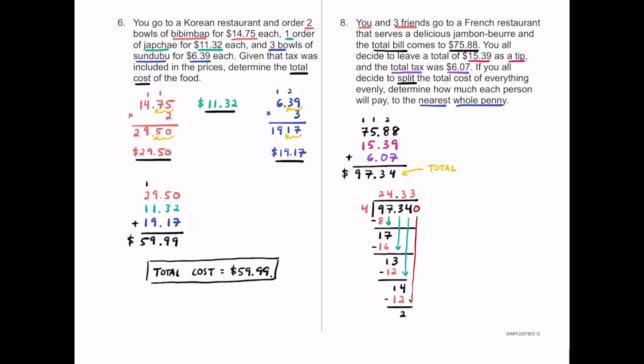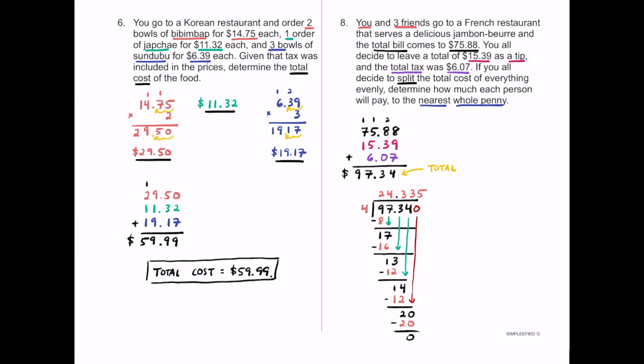So if we bring this all the way down, this is going to be a 0. And so 4 into 20, that's going to be 5. Okay, so let's go ahead and put a 5 here. So 5 times 4 is going to be 20. And then our remainder here is going to be 0 finally. Okay, so if we have this $97.34 and we split it 4 ways, that's going to be this 24.335.